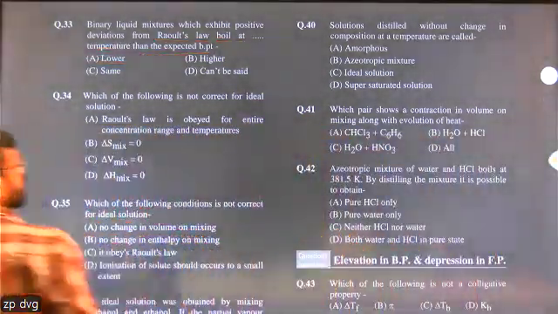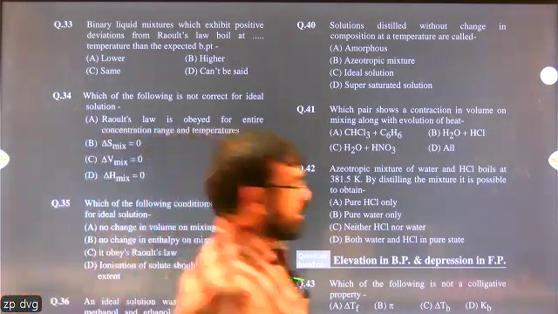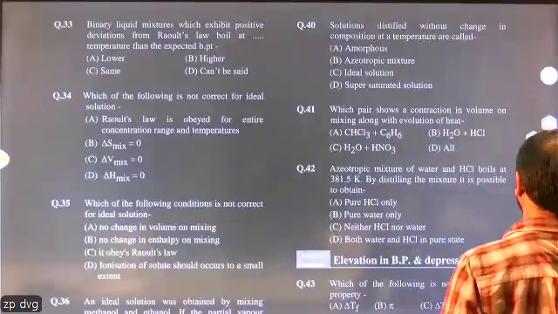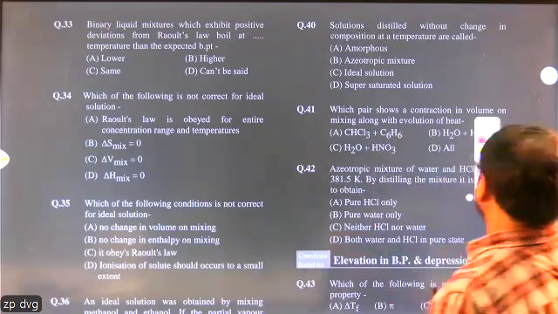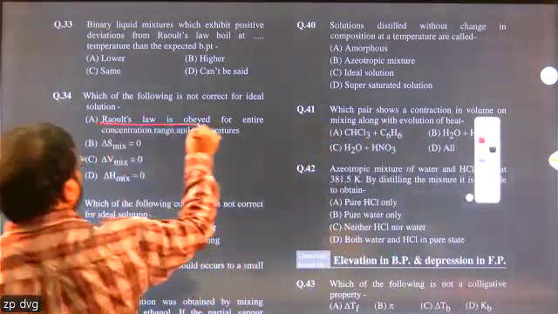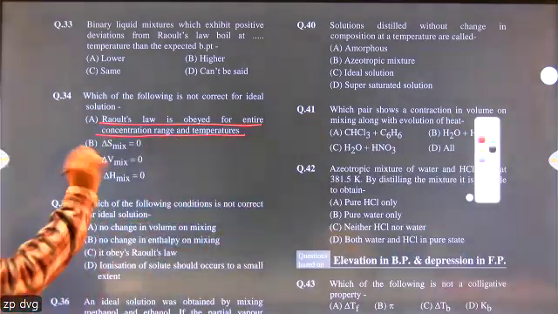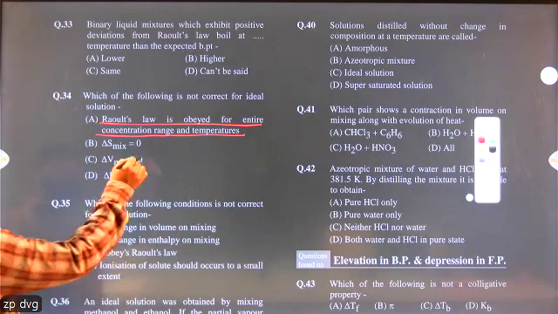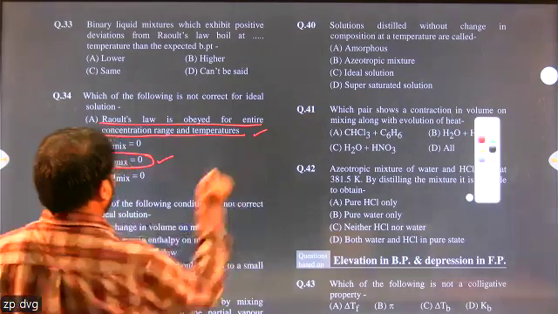Next question. Which of the following is not correct for ideal solutions? Question number 34. In case of an ideal solution, Raoult's law is obeyed for the entire concentration range and temperature. This is correct. Next one, delta V mixing is 0. This is also correct.